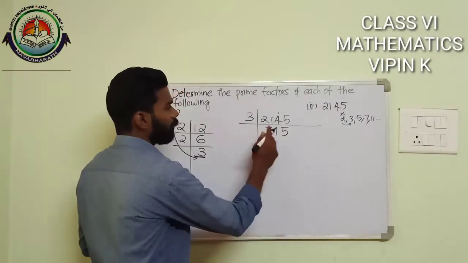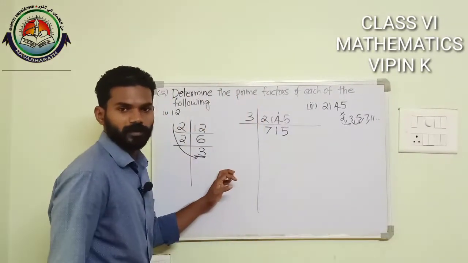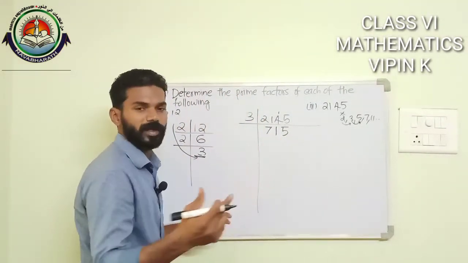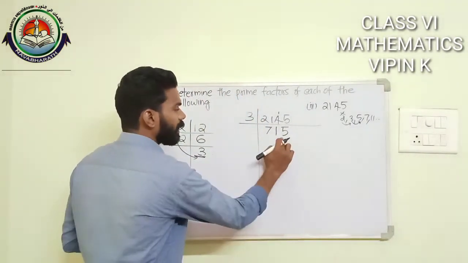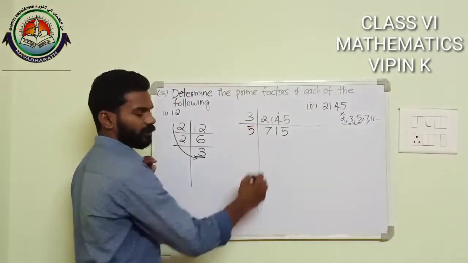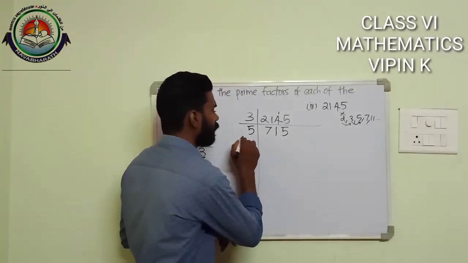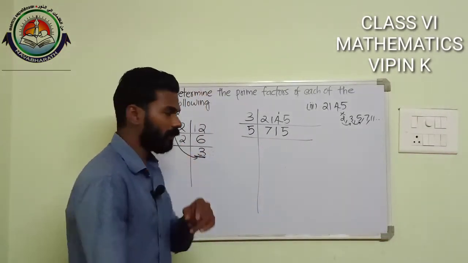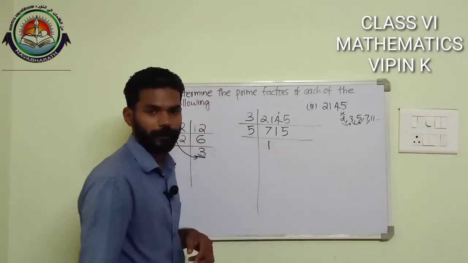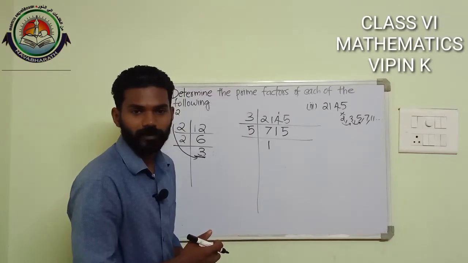So what we can do? We can check the next prime, which is 5. Definitely this number would be divisible by 5 because the last digit is 5 itself. So I am just writing 5 here. Now tell me, out of 7, how many 5s are there? Only 1 5. Okay. Now 1 5 is 5 itself.